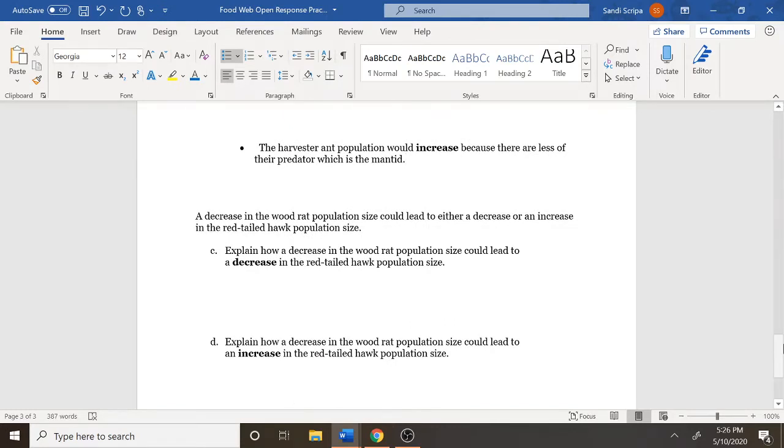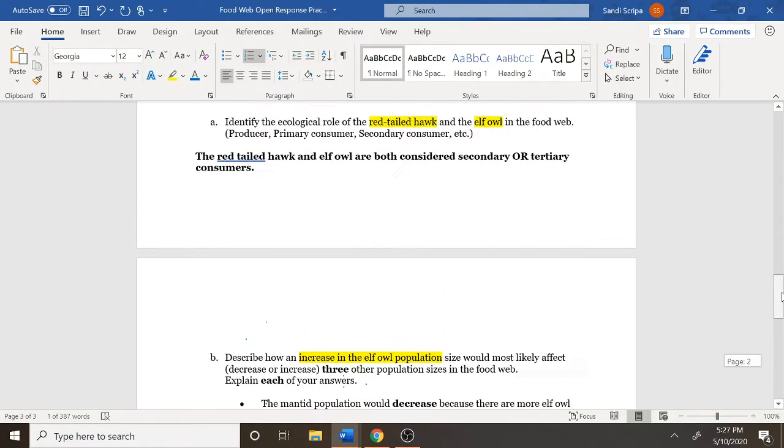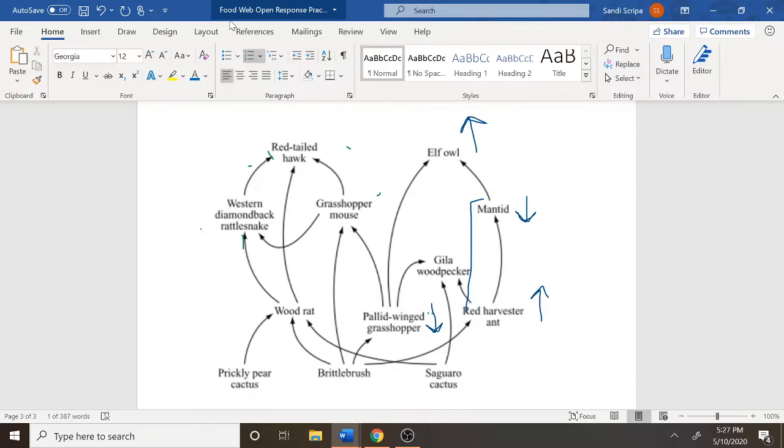All right, so this is the very last thing that we're going to do. All right, so part C. A decrease in the wood rat population could lead to either a decrease or an increase in the red-tailed hawk population size. So part C, we're going to explain how a decrease in wood rats could lead to a decrease in red-tailed hawks. So let's look back up here again. I'm going to erase once more just so that it's not confusing.